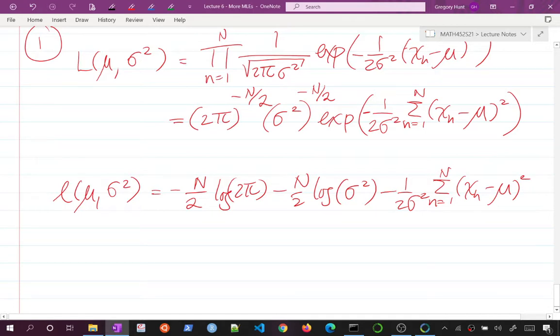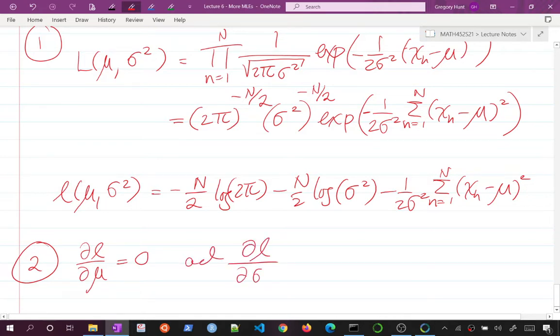What do we do now? Step 2 normally would be we take a derivative, set it equal to 0, and we solve. That's exactly what we're going to do. But now we have a two-variable function, so we have a gradient, or equivalently, partial derivatives. So we need to set both of them equal to 0. All right, so we need to do dl d mu, set that equal to 0, and dl d sigma squared, and set that equal to 0.